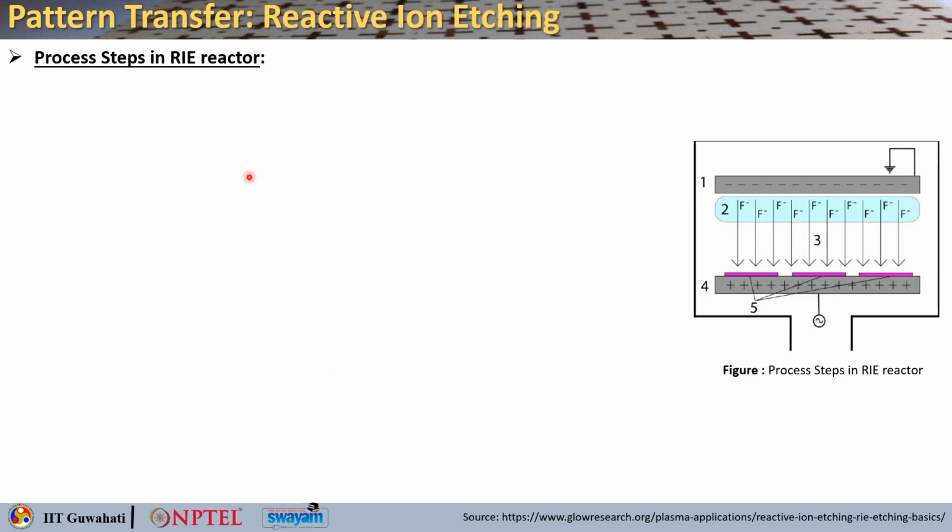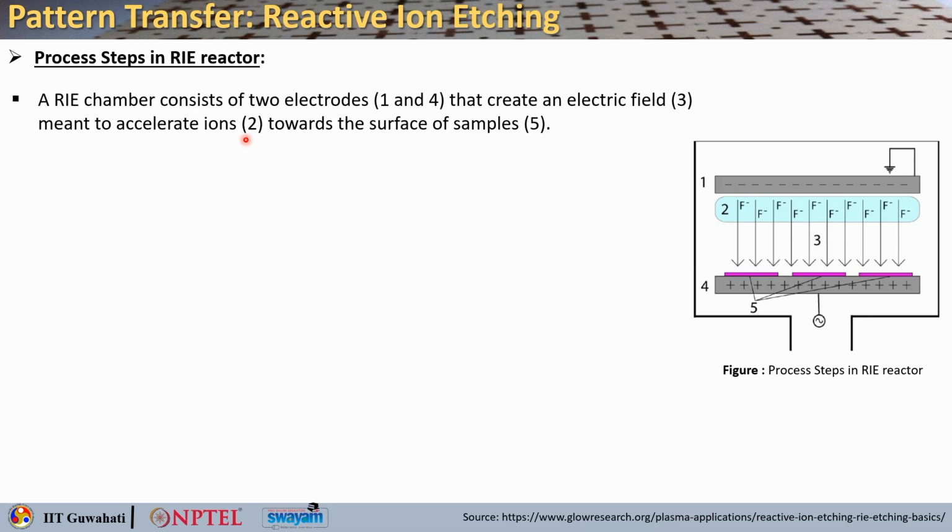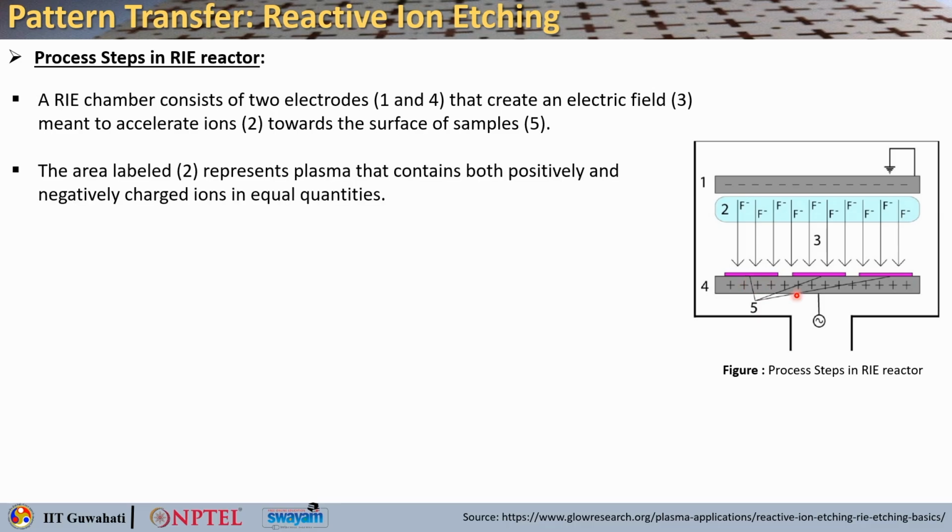Now, we will look into the process steps in this reactive ion etching reactor. So, in a RIE chamber, it basically consists of two electrodes. Here you can see the number 1 and 4, and they create an electric field like this, which is marked as 3, that is meant to accelerate the ions, these ones, towards the surface of the sample. Okay. So, that is the sample surface.